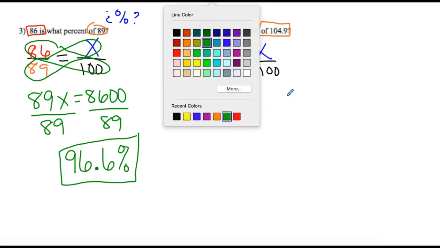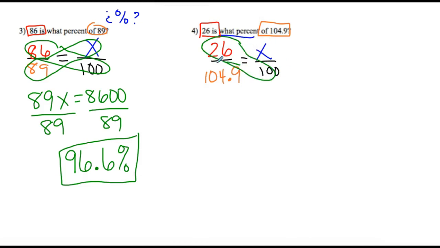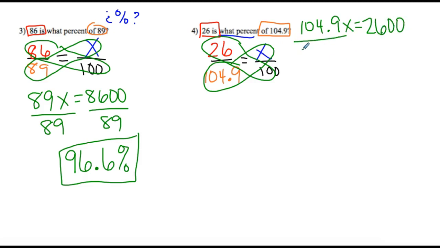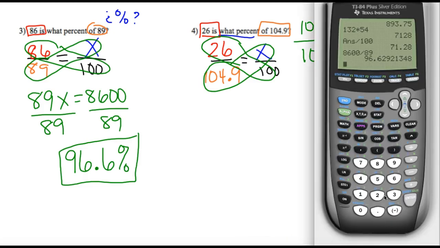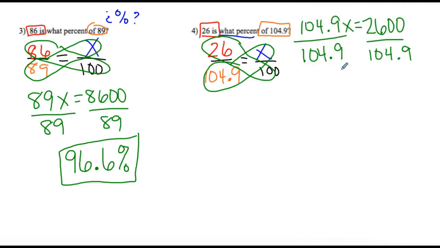Once I get my proportions set up, we go ahead and cross multiply. 104.9 times x is 2600. X is equal to 2600. I'm going to divide by 104.9. So 2600 divided by 104.9 is 24.78. That 8 right here is going to make this 7 go up. So I'm going to get 24.8%.